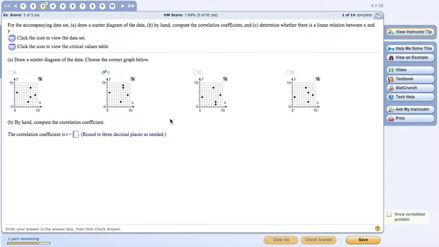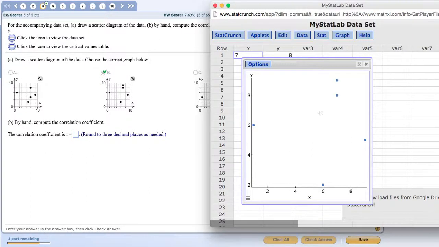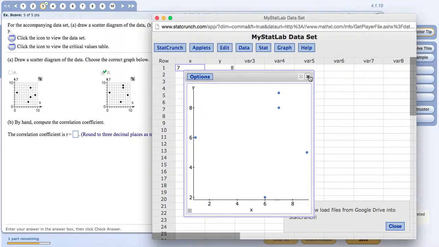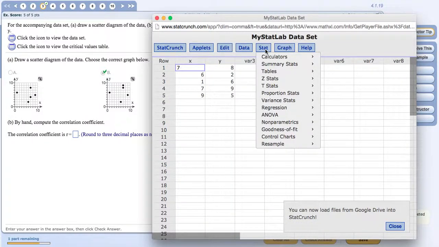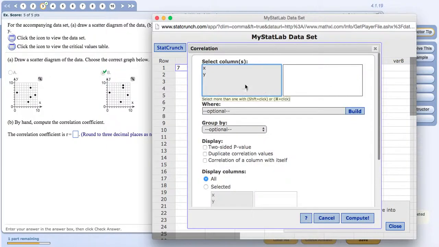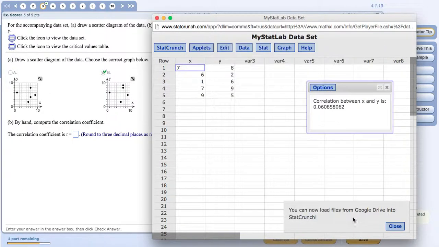Good. Now we're not doing this by hand. We are using our friend StatCrunch, and let's go ahead and go into Stat. We already have the data loaded. And we can go in here to Summary Stats and then Correlation. We want to make sure we choose both of these. On a Mac, you hit the command button, or on a PC, shift or something, to make sure you get both of those. That's what's needed. And then it computes it automatically. So to 3 decimal places, 0.061.